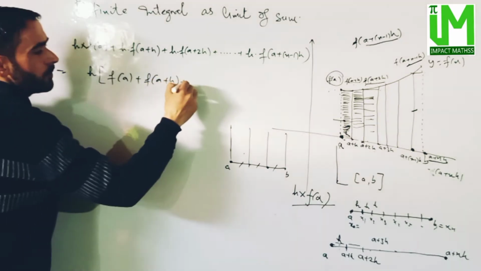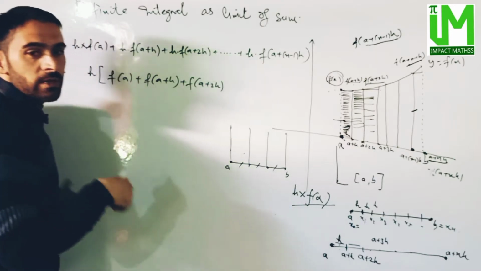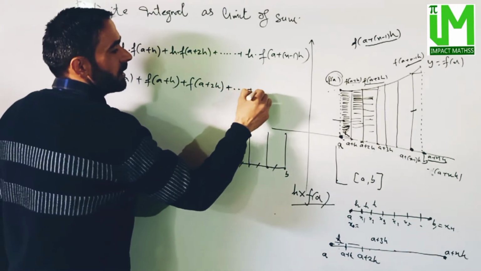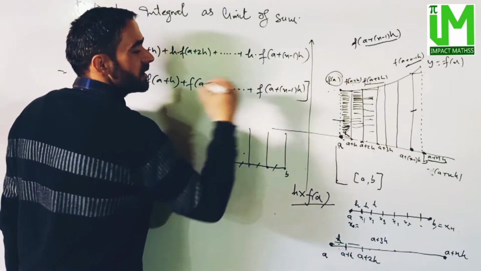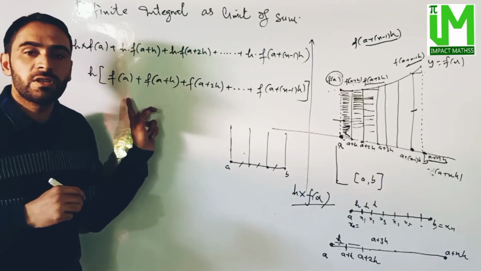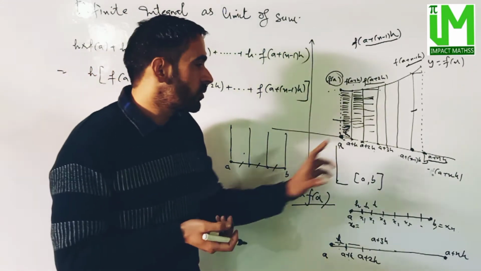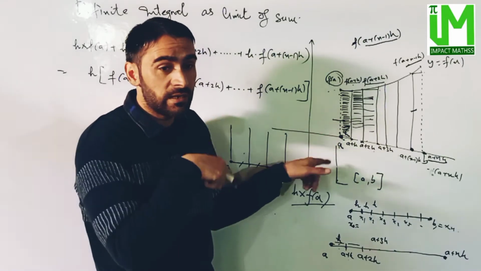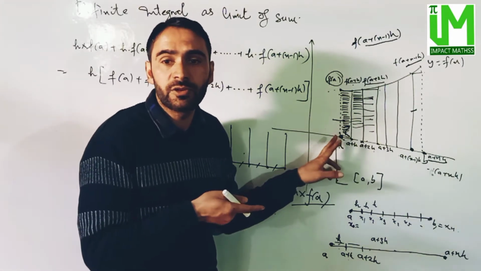f of a plus h, f of a plus 2h, f of a plus 3h, f of a plus 4h, 5h, 6h, and at the last, up to f of a plus (n minus 1) into h. Since we are adding all these terms, we write a summation. This will be the area under the curve. The area under the curve is denoted by summation, and the sum of all the rectangles is denoted as the integral.